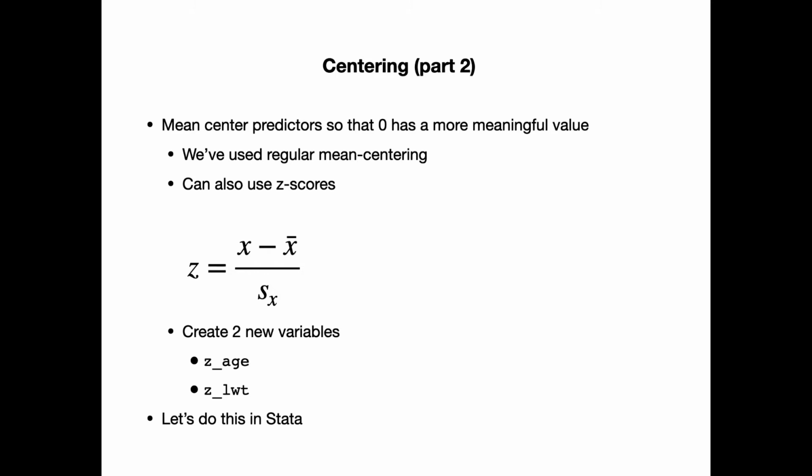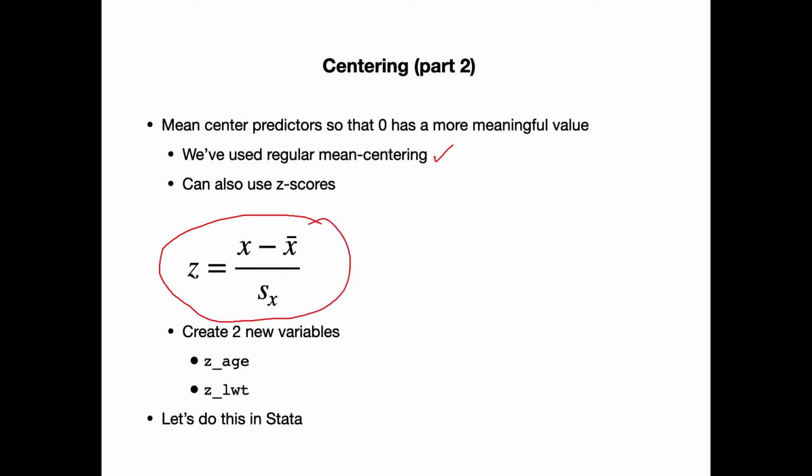Okay, and that helps us have more meaningful interpretations or more meaningful values for things like the intercept and that sort of thing. So in the first set of lectures, we used regular mean centering. Now we're going to use z-scores. And here's our formula for a z-score. So you should have seen that in your introductory statistics.